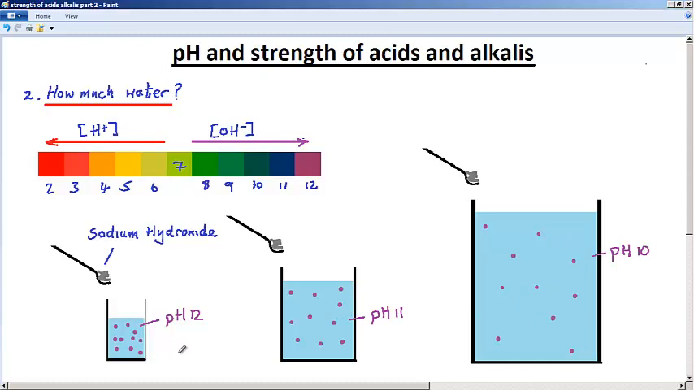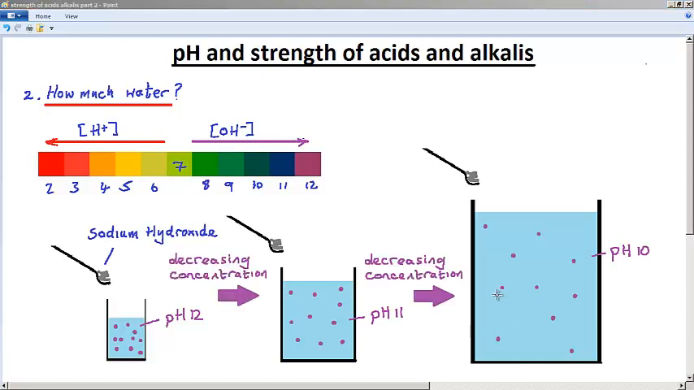So we can decrease the strength of an acid or an alkali simply by adding water to the solution and lowering the concentration of hydroxide ions in the solution.